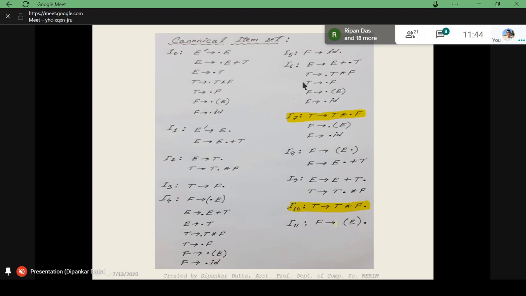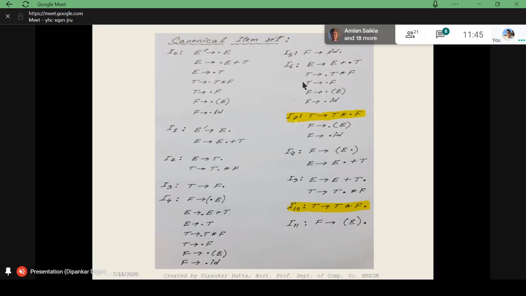Last class we discussed the transition diagram, so this is completely based on the transition diagram. In I7 we have put capital F as an input, and then the output will be I10. Shift and go to, both cases are directly dependent on the transition diagram. So try to draw the transition diagram for all these canonical items; then shift and go to will be very easy for you. T implies T star dot F, then the output will be I10.